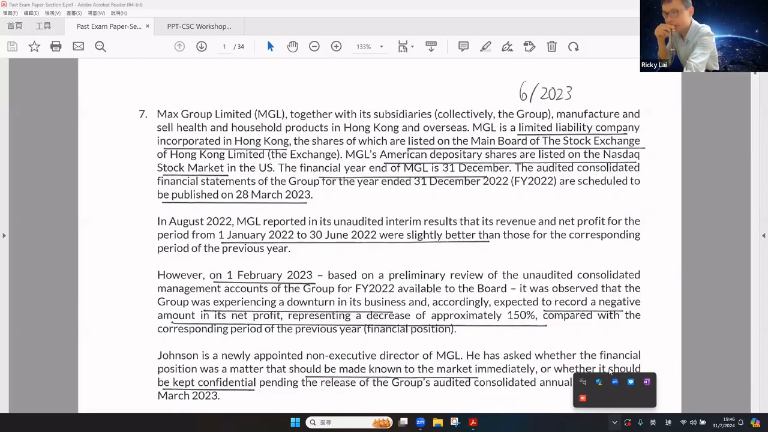And in August last year, the company reported unaudited interim results showing that revenue and net profit for the first 6 months of 2022 were slightly better than the corresponding periods of the previous year. However, on February 1 this year, based on a preliminary review of the unaudited management accounts available to the board, the board was experiencing a downturn in its business and expected to record a negative amount in net profit, representing a decrease of approximately 150% when compared with the corresponding period of the previous year.